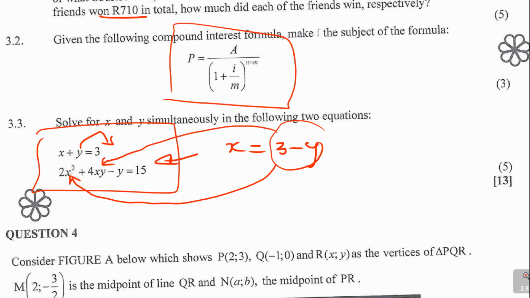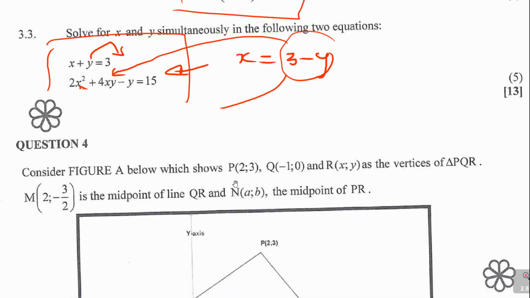But be careful on this other one. It will be 2 bracket 3 minus y squared. Right? And that one is 2 bracket 3 minus y, and another bracket 3 minus y. Guys, I will show you this. It was basic, but most students usually get challenged with that. I will show you in the actual video.